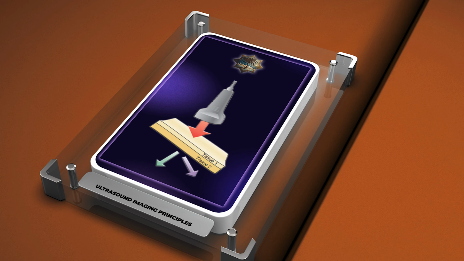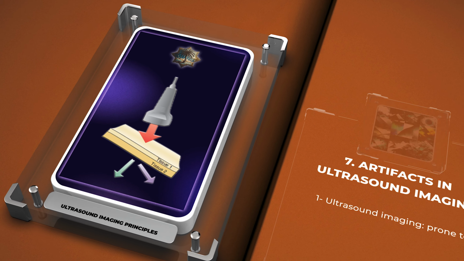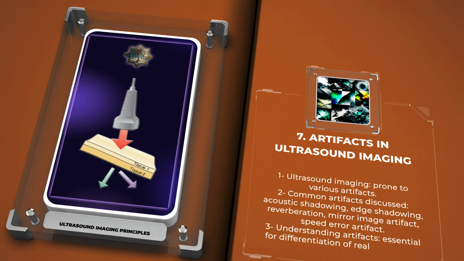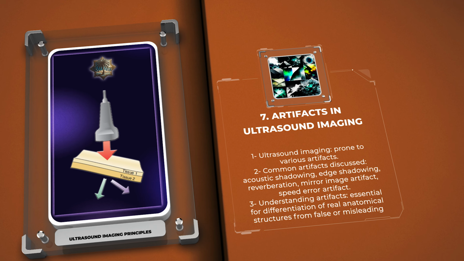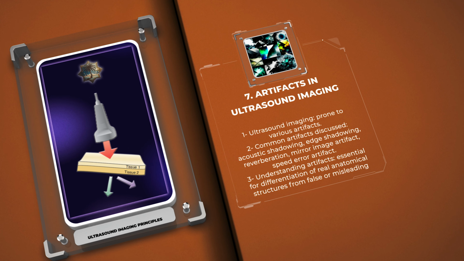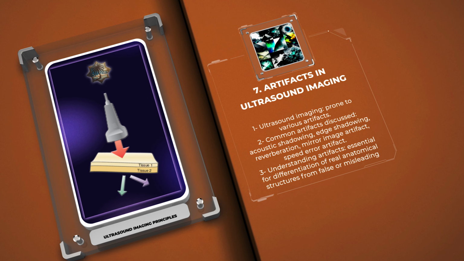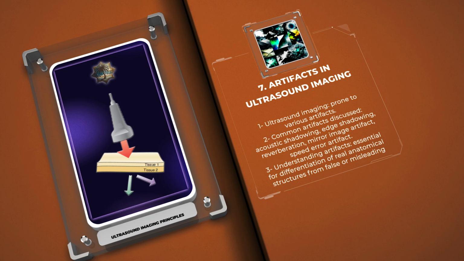Ultrasound imaging is prone to various artifacts that can potentially lead to misinterpretation and diagnostic errors. We will discuss common artifacts such as acoustic shadowing, edge shadowing, reverberation, mirror image artifact, and speed error artifact. Understanding these artifacts is essential for differentiating real anatomical structures from false or misleading appearances.